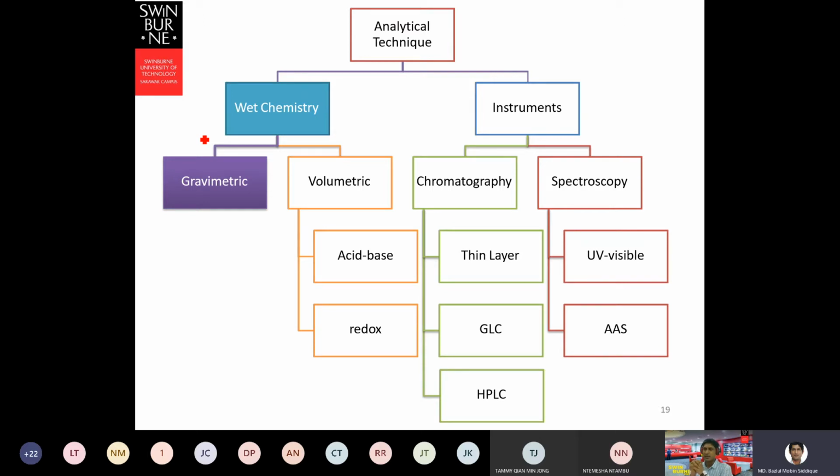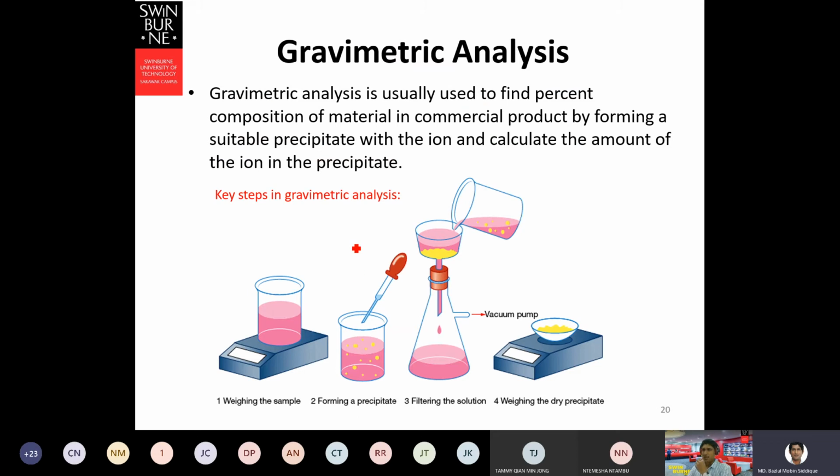That is wet chemistry because it involves solutions. One branch of it is gravimetry, and another is volumetric analysis. Gravimetry actually uses the percent composition, finding the precipitate, and from that precipitate finding the total ion in the precipitate. That is gravimetric analysis.